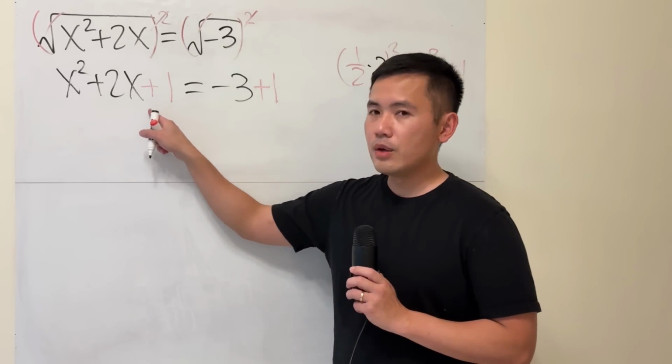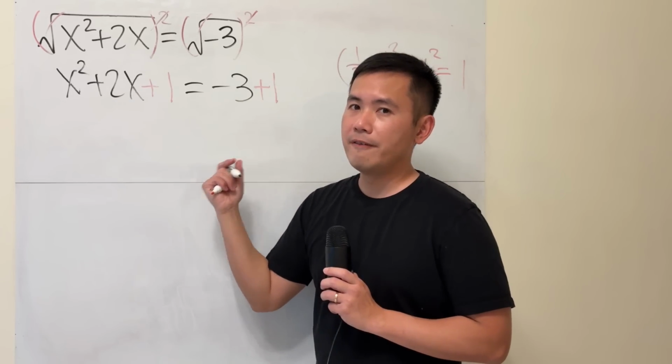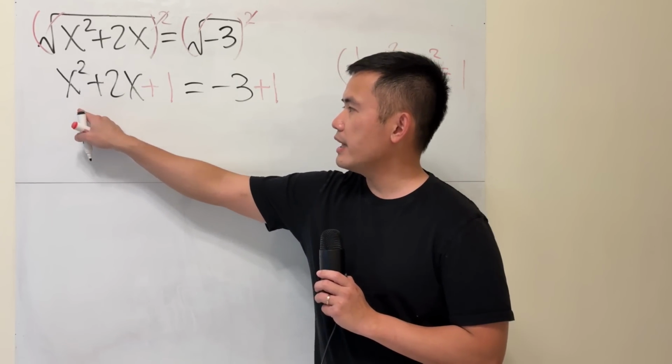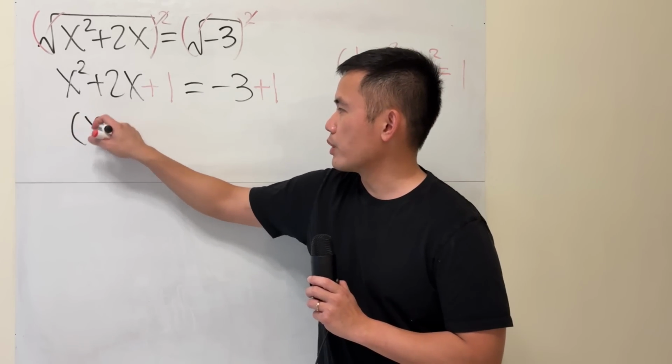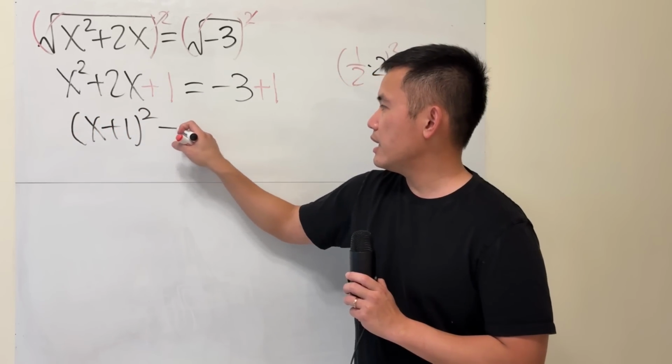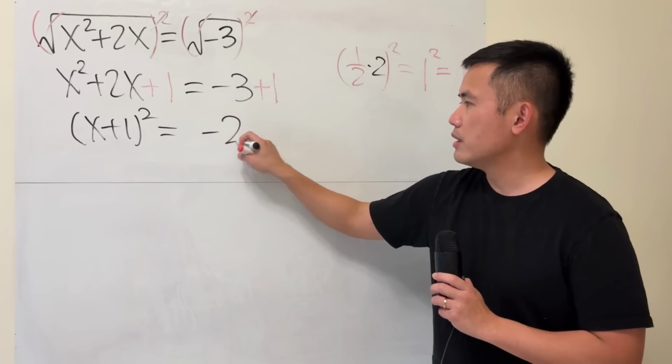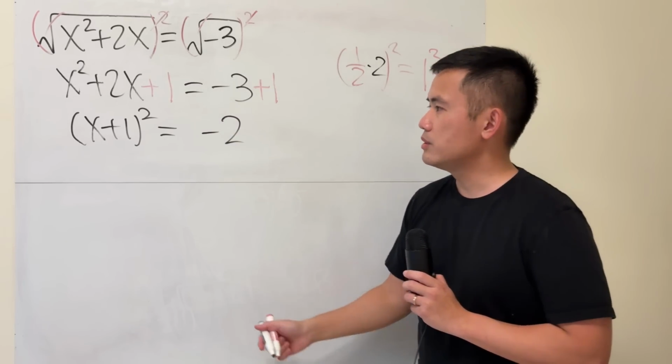Now, after we added the 1, this right here becomes factorable, and you just get x plus 1 times x plus 1, which is just x plus 1 squared. And that's equal to negative 2. Then you can solve this as usual.